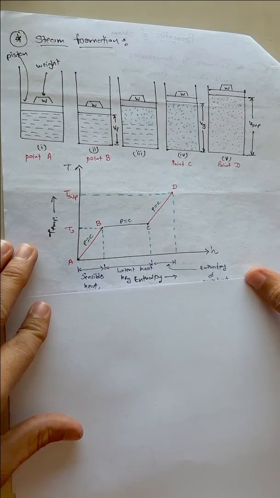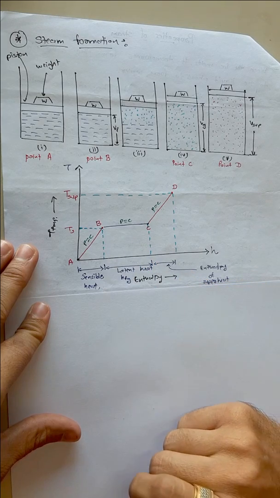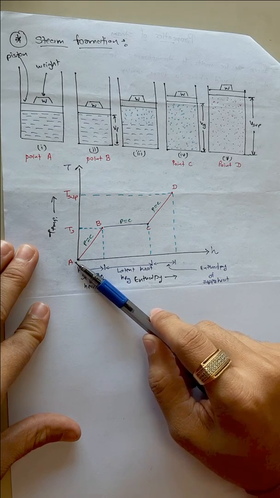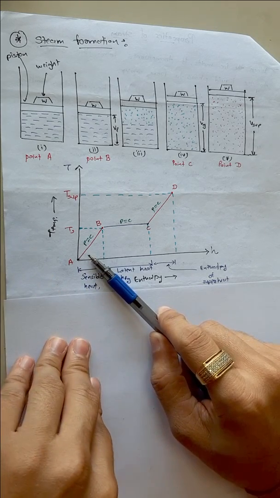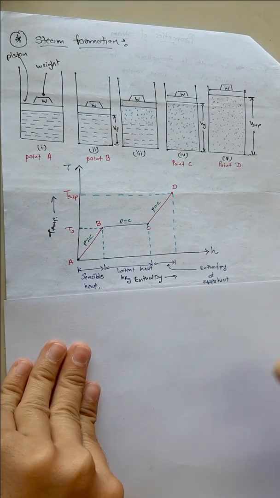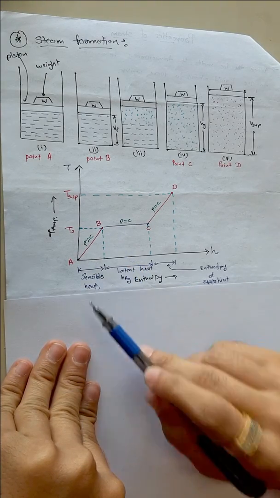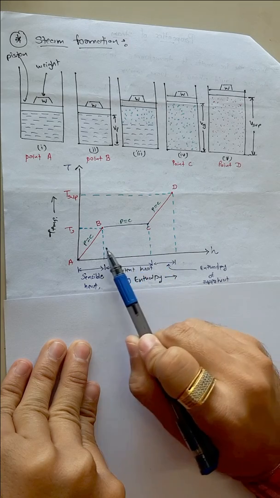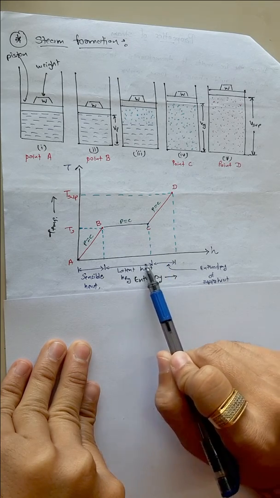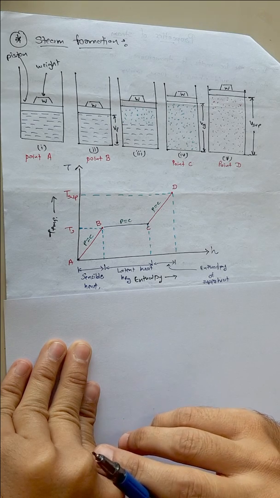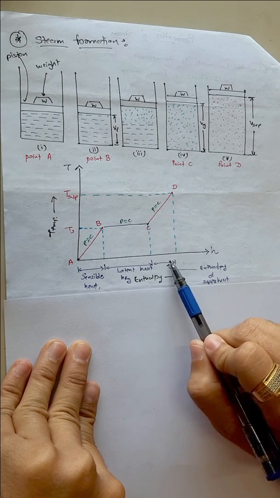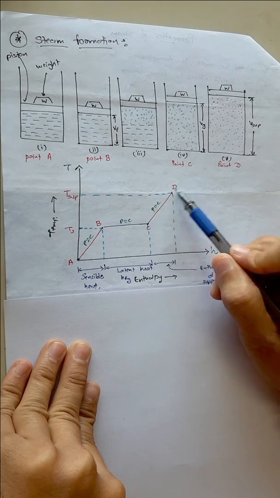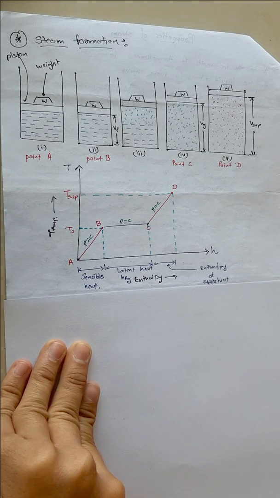Now, enthalpy up to point B is known as sensible heat, meaning we are adding heat to increase the temperature of water from 0 degrees Celsius to 100 degrees Celsius. That energy, that heat, is known as sensible heat. The amount of heat required to change the phase at the same temperature is known as latent heat of evaporation. And the amount of heat required to increase the temperature of the system beyond saturation temperature is known as enthalpy of superheat.